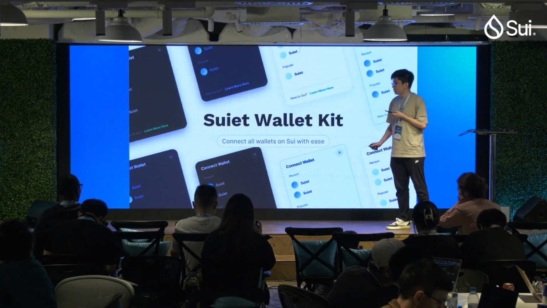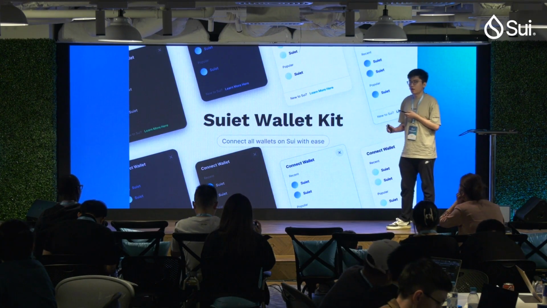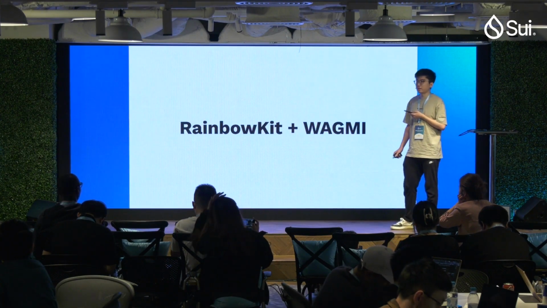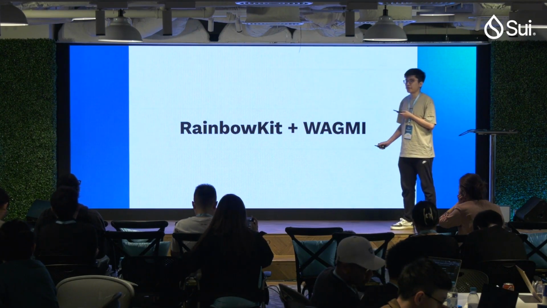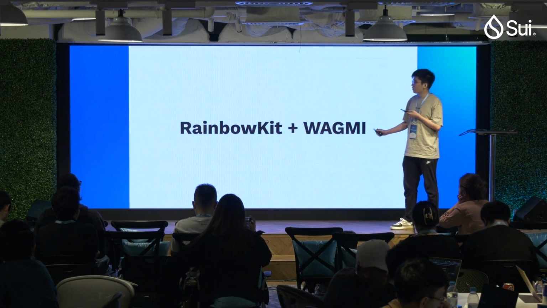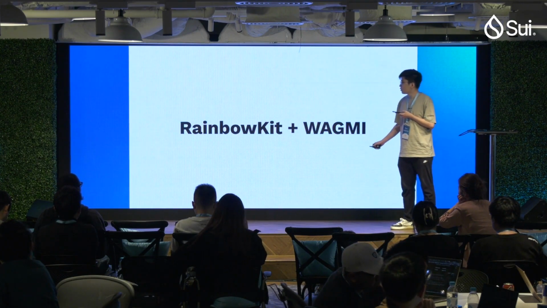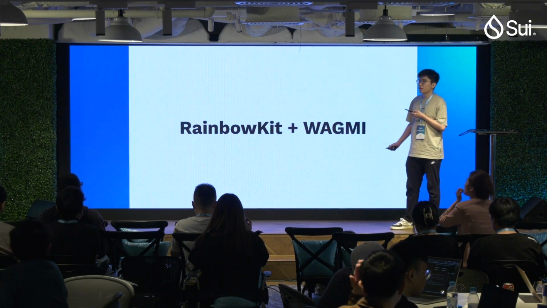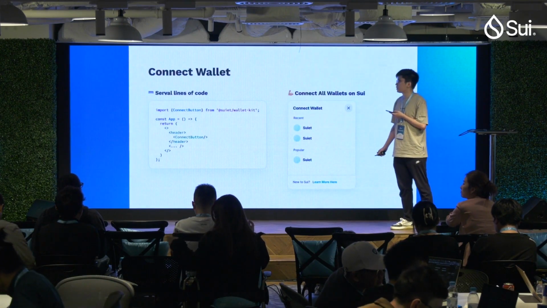The Suite Wallet Kit is a powerful JavaScript SDK to help you connect all wallets on Suite with ease. If you are familiar with the Ethereum ecosystem, you can regard the Suite Wallet Kit as a combination of RainbowKit and wagmi. It helps you with powerful UI components. You can connect all wallets on Suite with ease, and we also provide a handful of React hooks for you to build your own blockchain logic.